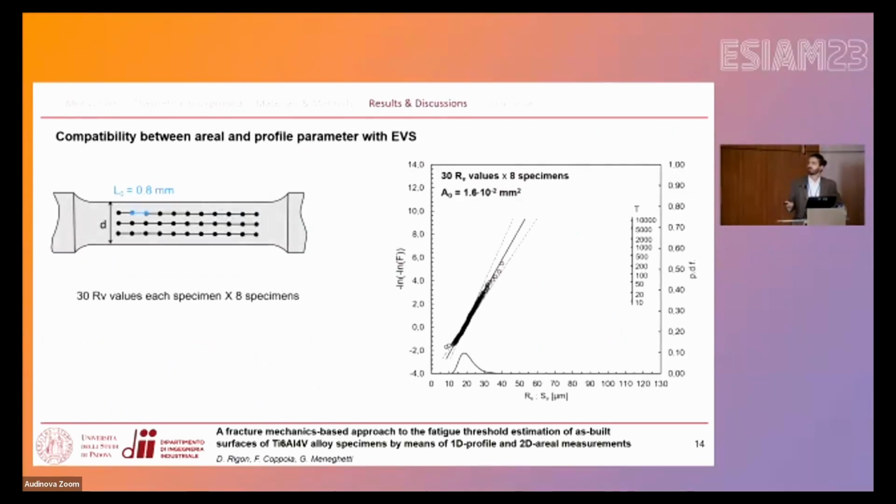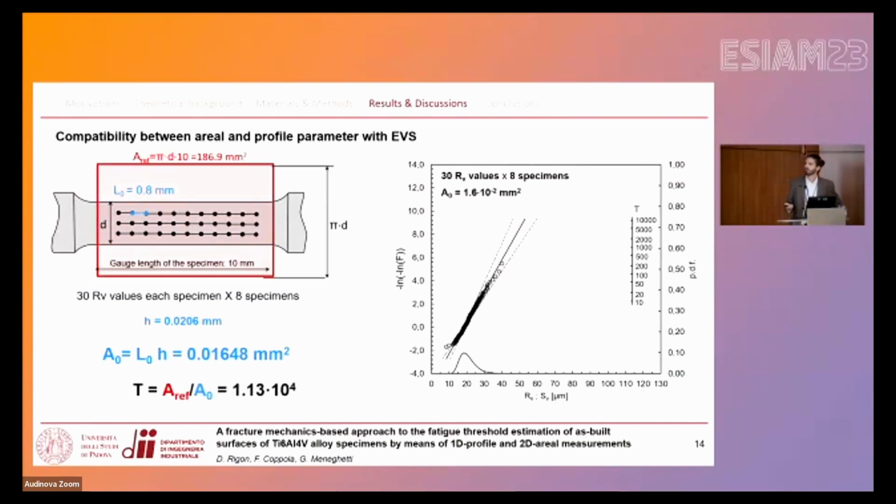In the case of the linear profile measurements, we extracted the same distribution by calculating the control area starting from the control lines multiplied by the average value of the RV values extracted from the profiles, and we obtain the relevant estimated distribution.